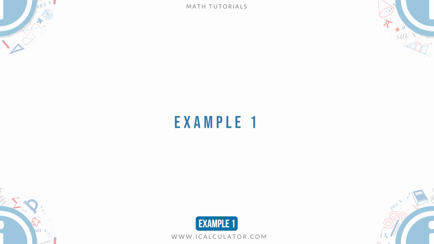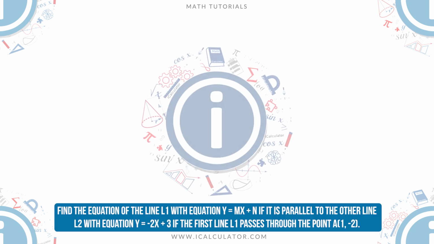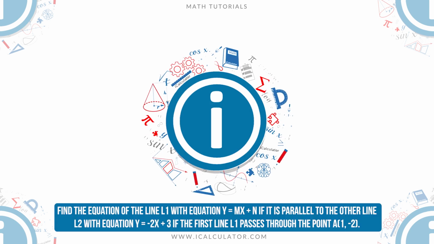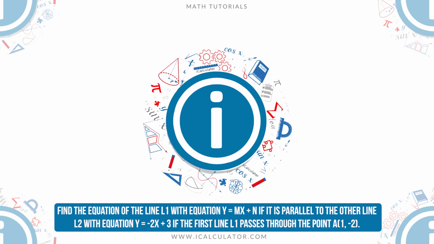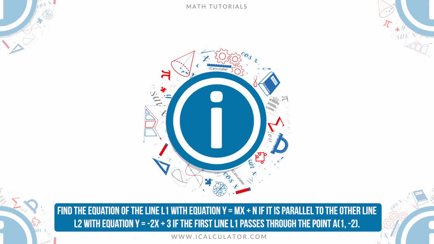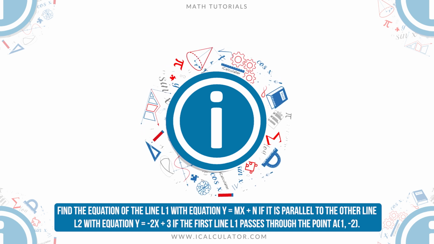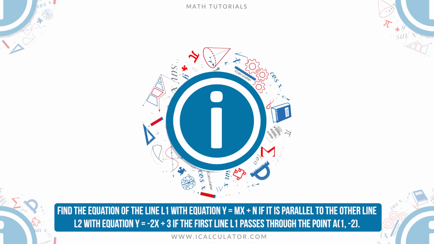Example 1. Find the equation of the line L1 with equation y equals mx plus n, if it is parallel to the other line L2 with equation y equals -2x plus 3 if the first line, L1 passes through the point A, 1, -2.